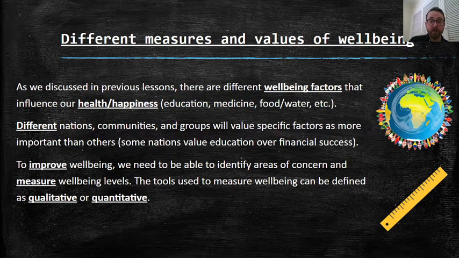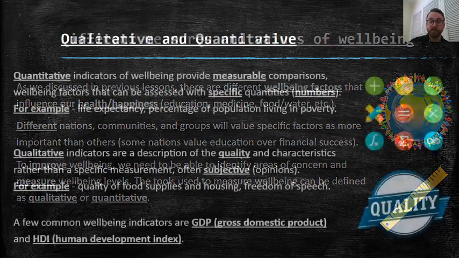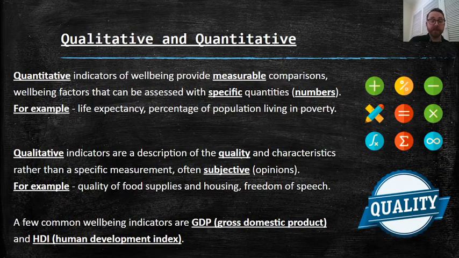To improve well-being, though, we need to be able to identify areas of concern and then measure well-being levels in those areas. The tools used to measure well-being can be defined as one of two things. They're either qualitative well-being levels or quantitative. Quantitative indicators, when you hear that word quantitative, think quantities, think numbers, percentages, decimals, lots of numbers. So quantities, numbers. Quantitative indicators of well-being provide very accurate, very precise, measurable comparisons.